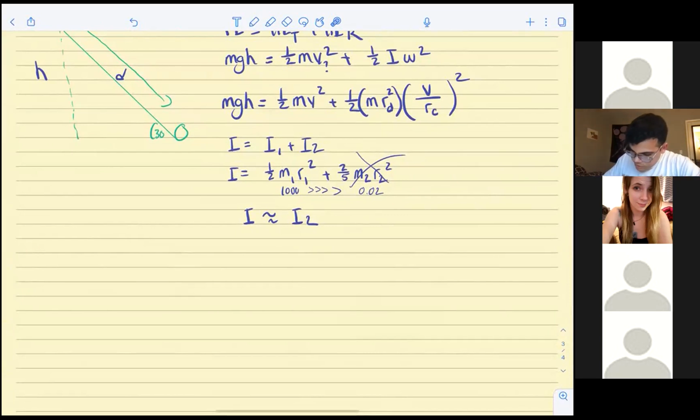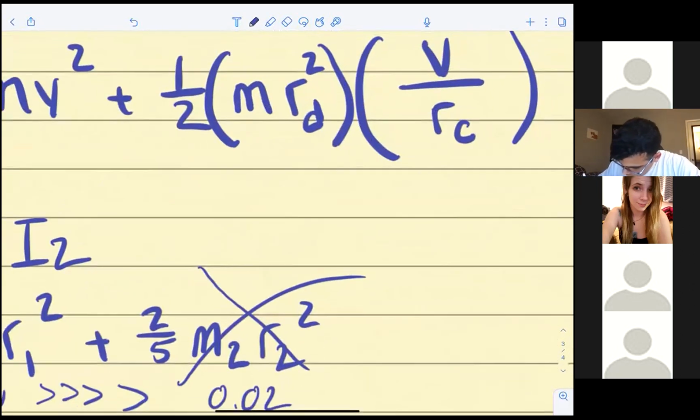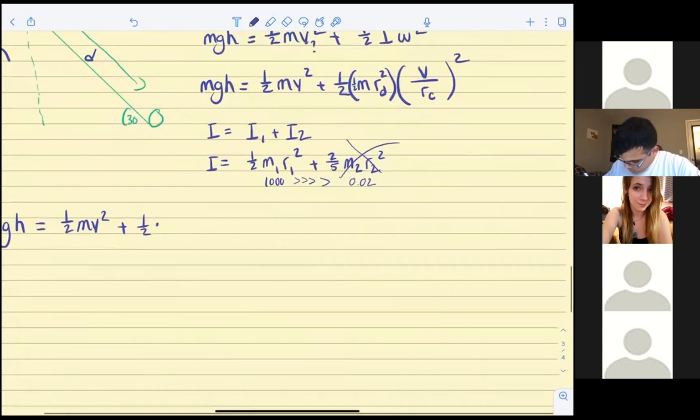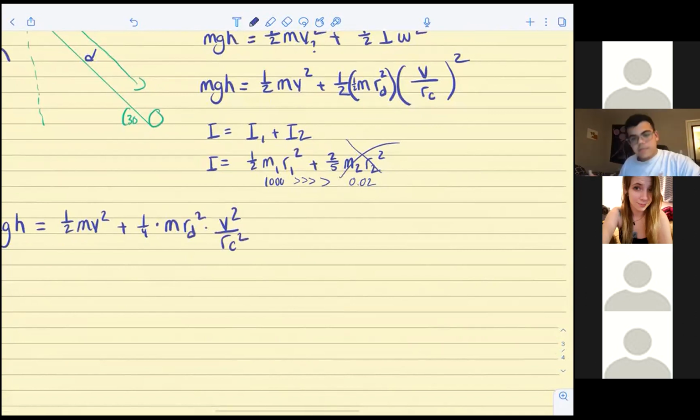So you've got mgh equals 1/2 mv squared plus 1/2 times, this should be another 1/2 here, by the way, 1/2 times 1/2, that's 1/4, m RD squared times v squared over RC squared. Yeah, Cassie, Arda, I saw that I missed the 1/2. I threw it in here just now.